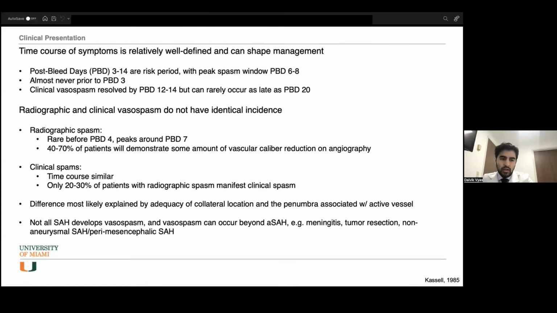And it's just to note that not all subarachnoids will develop vasospasm, and that vasospasm can be an independent entity that occurs outside of aneurysmal subarachnoid hemorrhage. It's been observed in things ranging from meningitis, tumor resections, or non-aneurysmal subarachnoid hemorrhage.